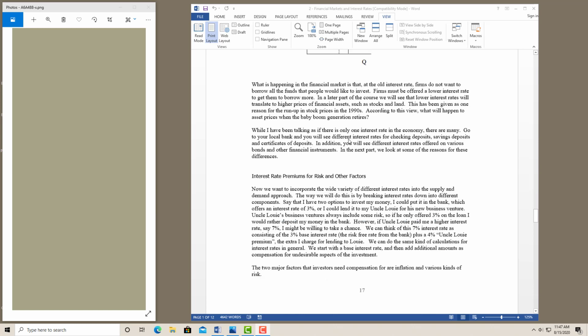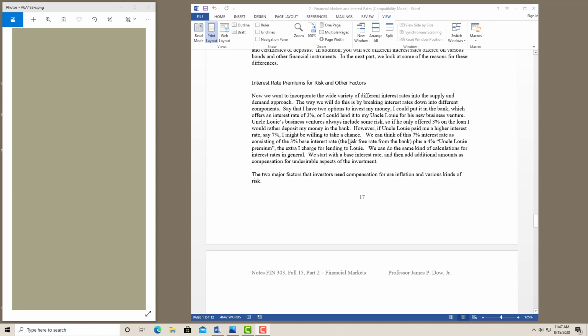The last thing I want to talk about is interest rate premiums for risk and other factors. And this is one of the ways we can think about interest rates, by breaking it down into the various factors that make up interest rates.